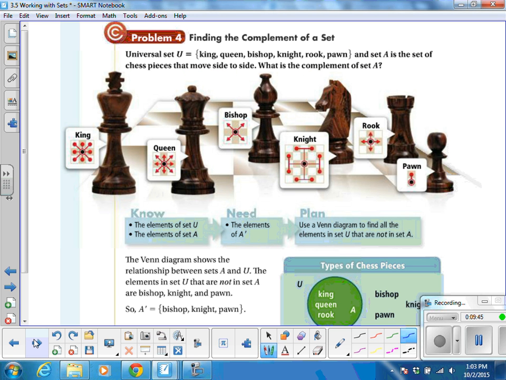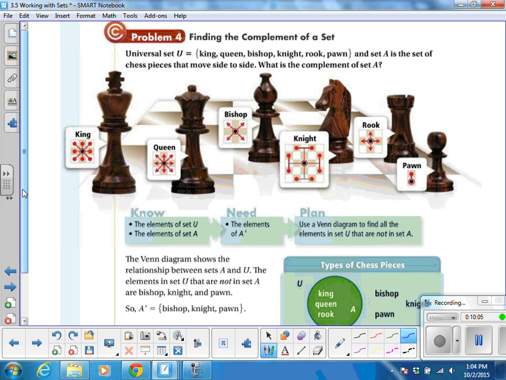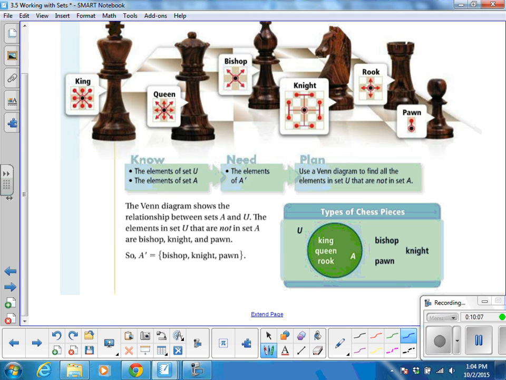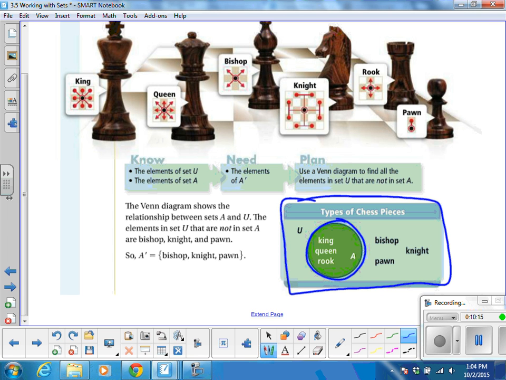Let's see how this plays out though. Like in a game of chess, the universal set, the big set, is all the pieces: the king, queen, bishop, the knight, the rook, and the pawn. And the set A is the set of chess pieces that move side to side. So if we think of our big universal set, it is all the pieces. You can see it right here. All the different pieces are part of our universal set, and set A is going to represent those that move from side to side.